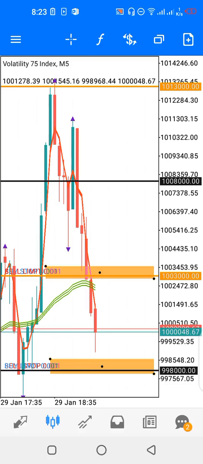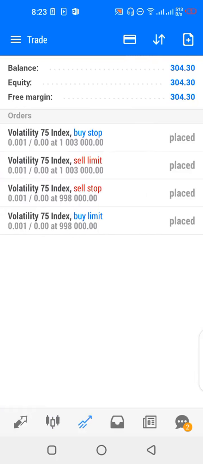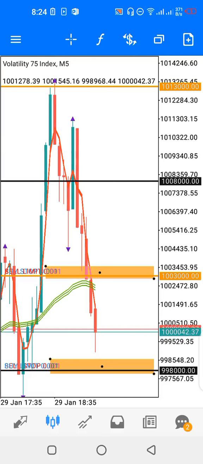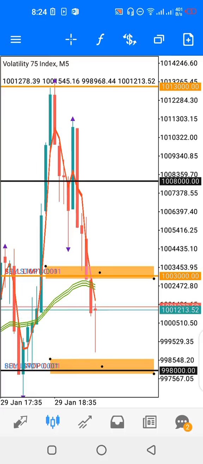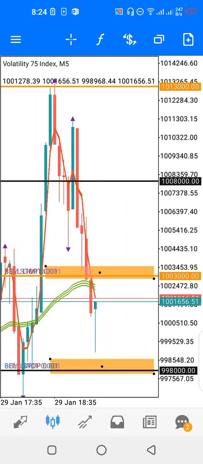If I'm going to hedge my positions, I'll be hedging with 3 times the lot size of the starting orders. If the starting orders' lot size is 0.001, my hedge lot size will be 0.003. But if my starting lot size is 0.002, for instance, then I'll be hedging with 0.006. And if my starting lot size is 0.003, for instance, I'll be hedging with 0.009. So that is going to be my first hedge.